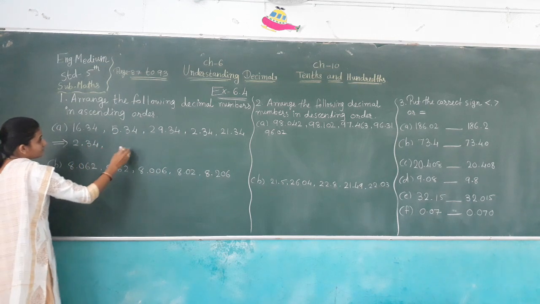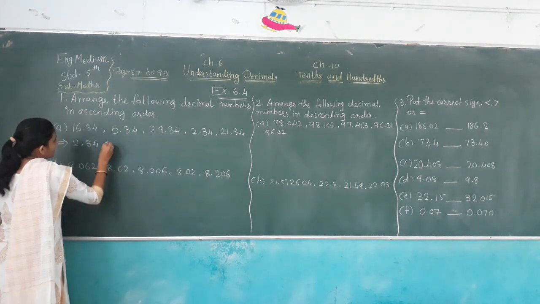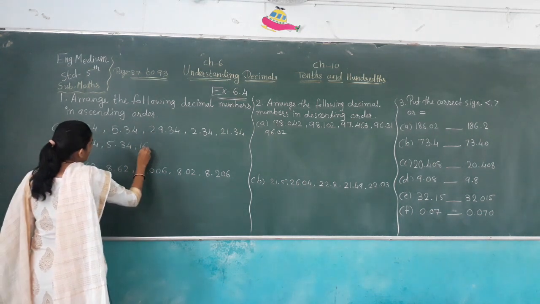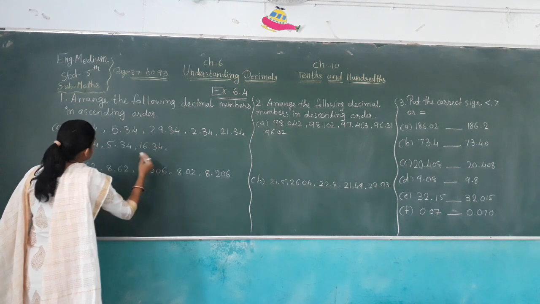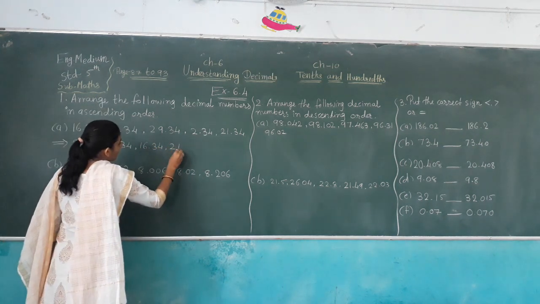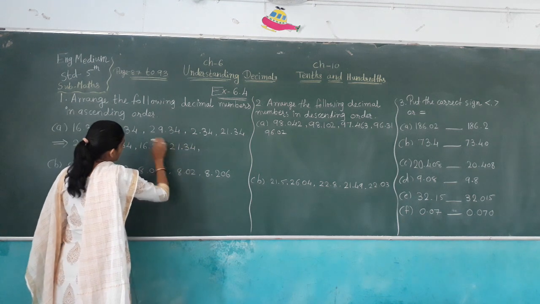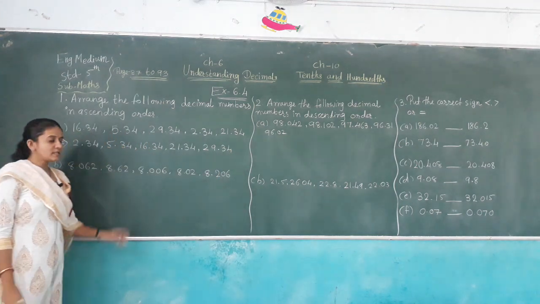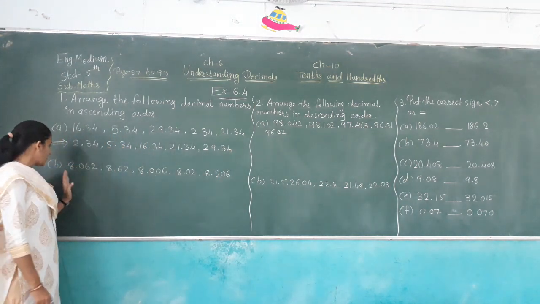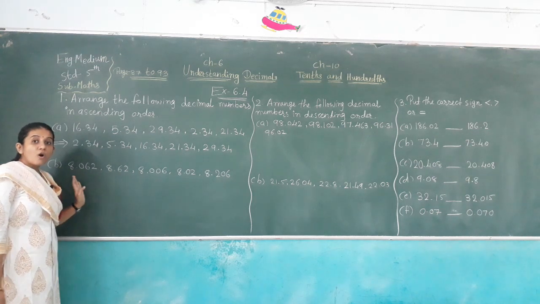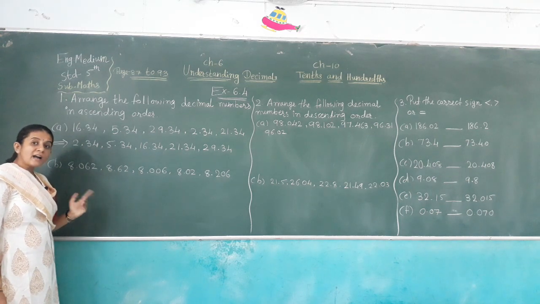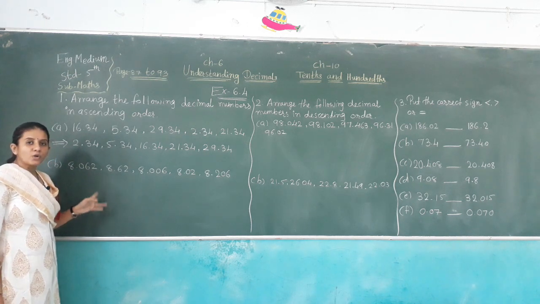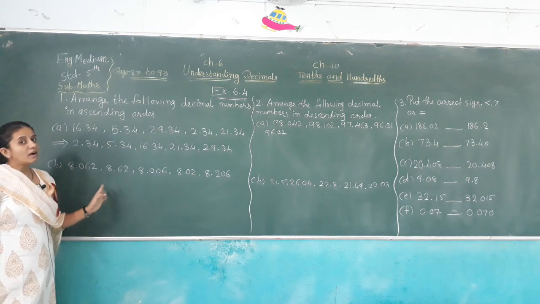Now first find the smallest number: 2.34. Then after 2, 5.34. After 5, 16.34. After 16, 21.34 and last one 29.34. So arranging smaller to bigger. Here first check whether all decimals are like decimals or unlike decimals.